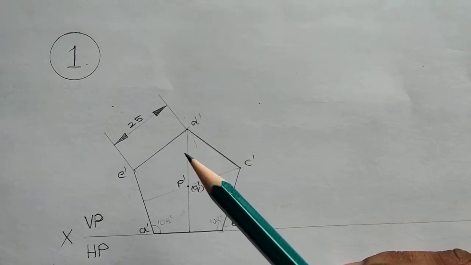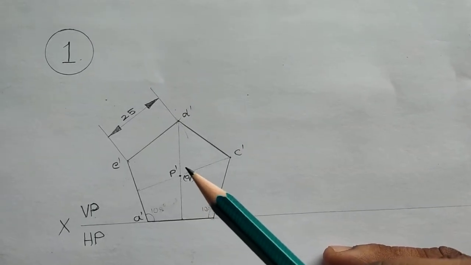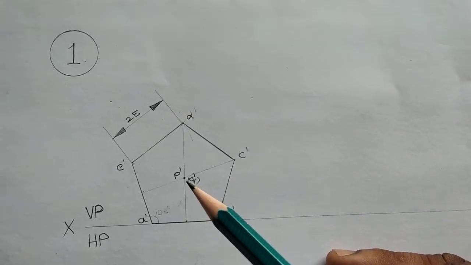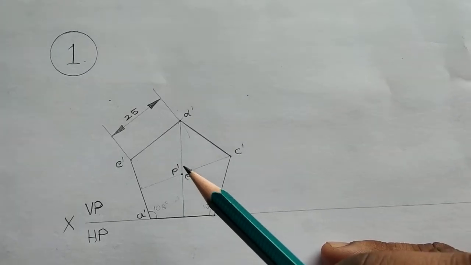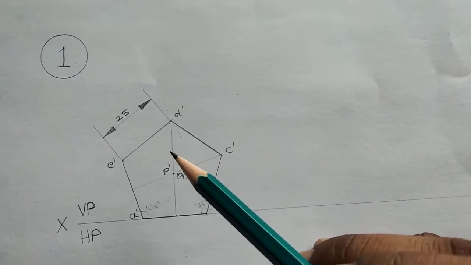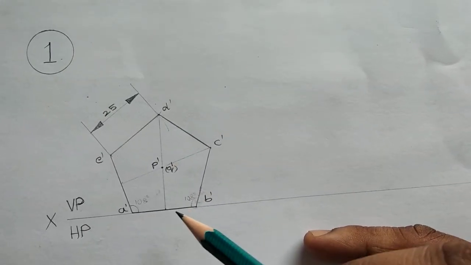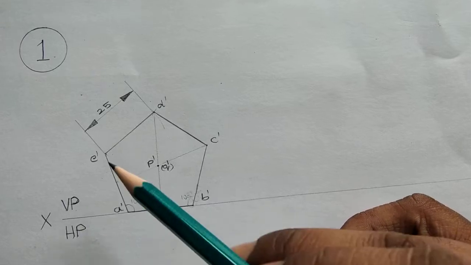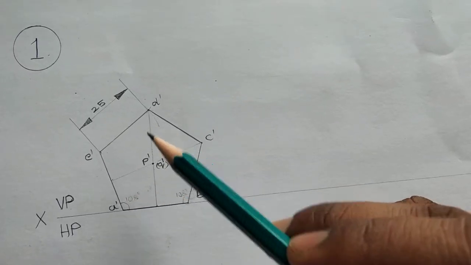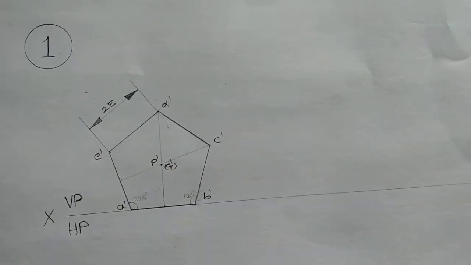And this is our prism. Every object has its own axis. So how can we find the axis? By joining two medians. Here we construct the median of AB. Similarly, we construct the median of EA. The intersection of these two median lines is the center of the pentagon.